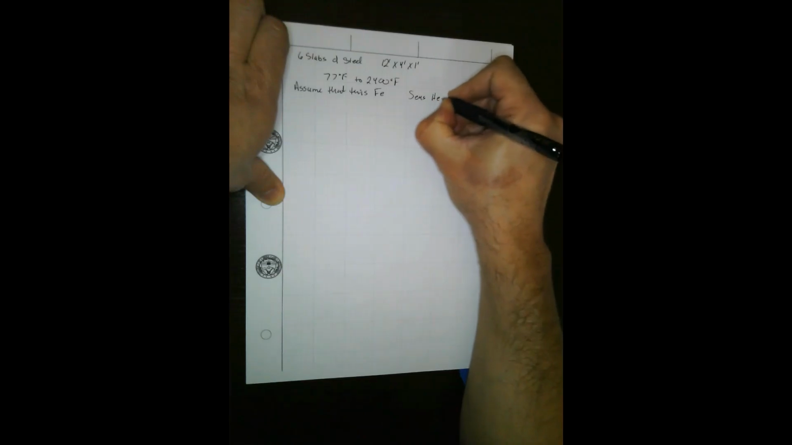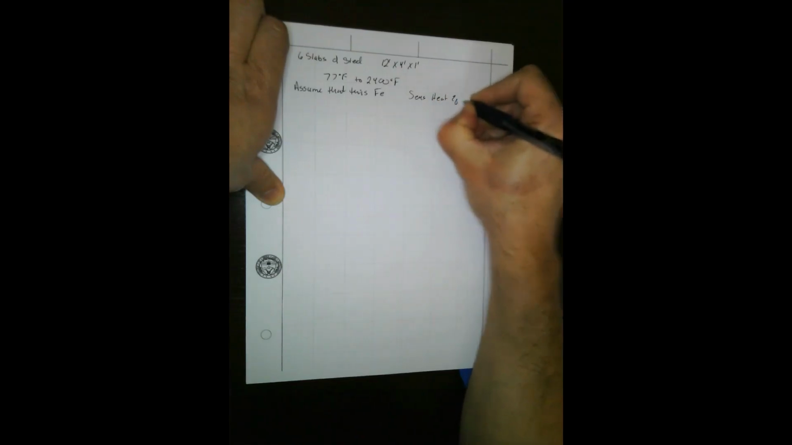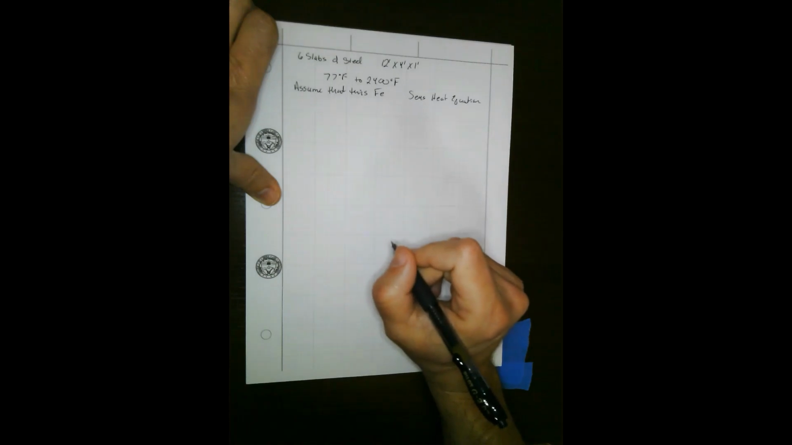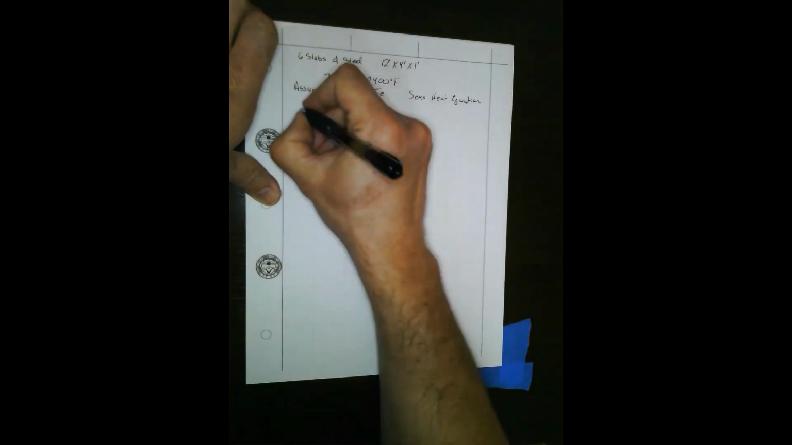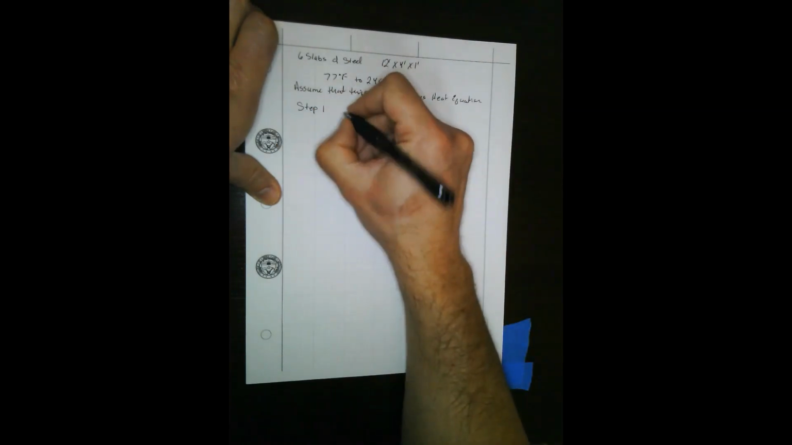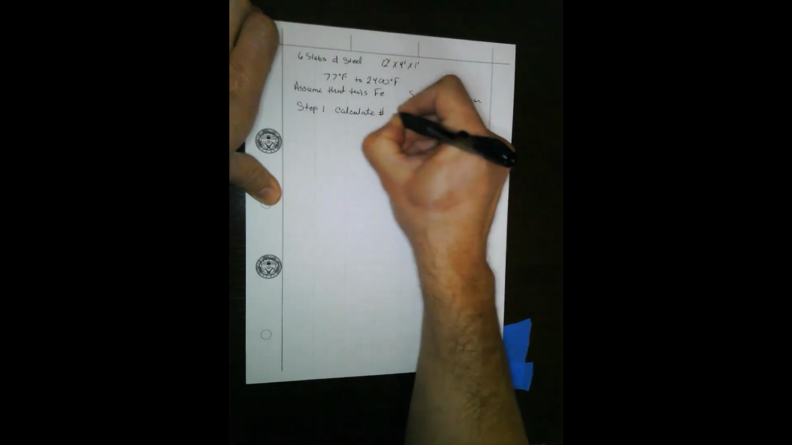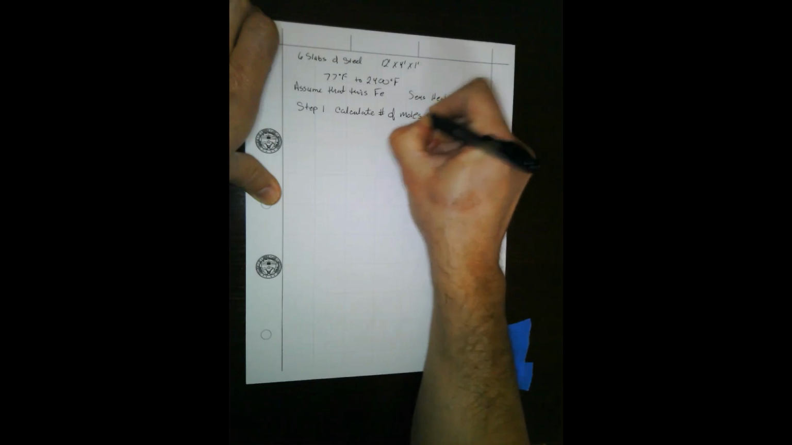So we're going to use the heat equation given to us in our slides. We have 6 slabs of steel. We're assuming it's iron, so we're going to do everything based on iron. And so step 1, we want to calculate the number of moles. And that's, again, a common theme, calculating the number of moles.